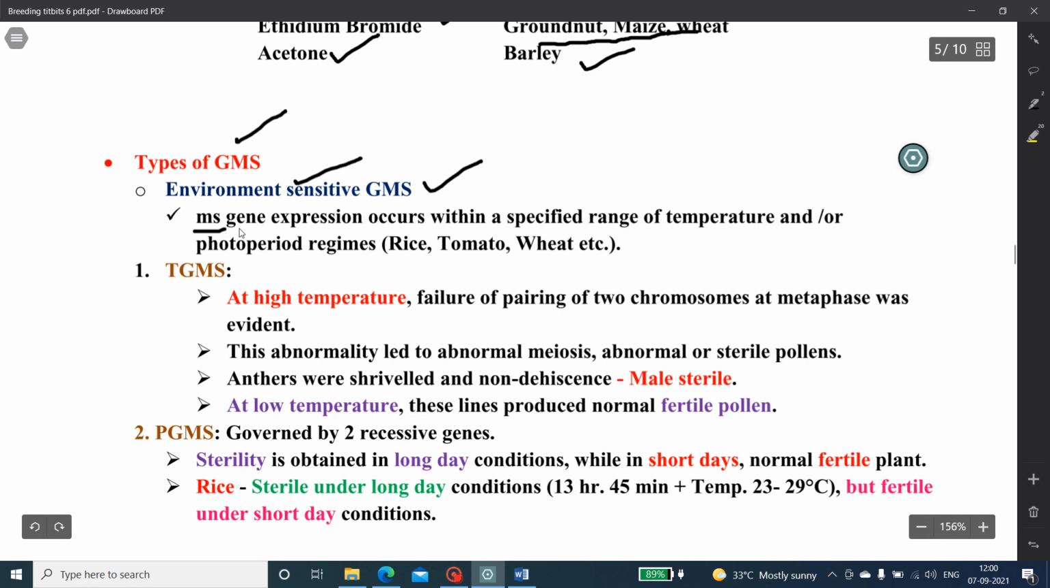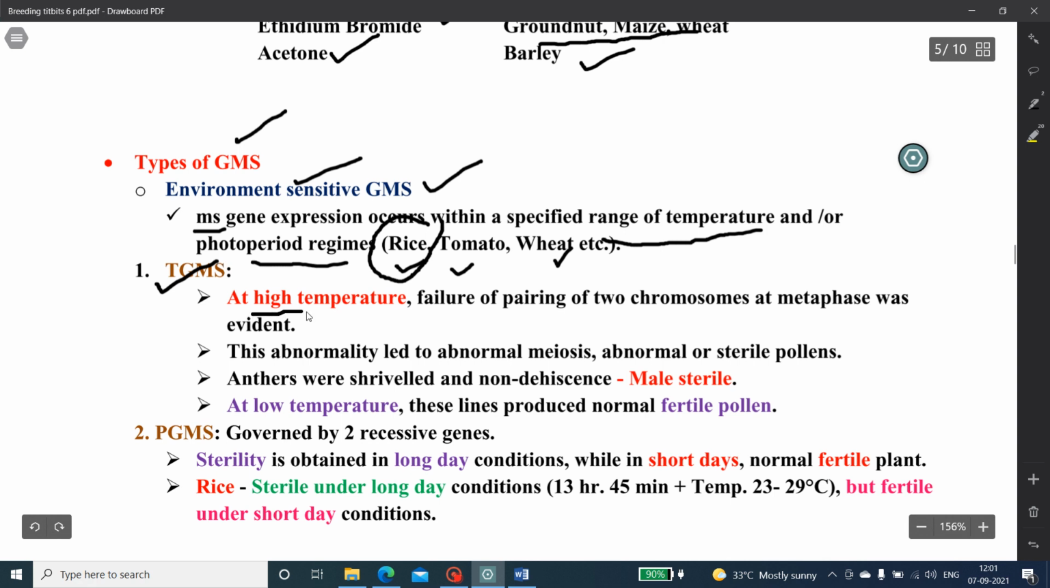Here the MS gene expression occurs within a specified range of temperature and also photoperiod regimes. And this type of mechanism is used for the production of hybrids in rice, tomato and wheat. Mostly rice is exploited for this GMS, I mean environmental genetic male sterility. And there are two types, TGMS, temperature genetic male sterility.